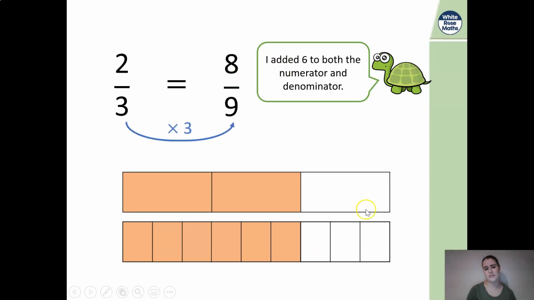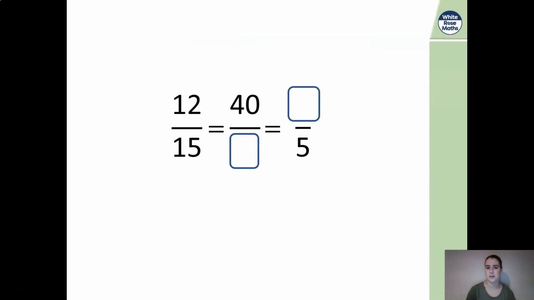So if I went from 3 to 9, I know I've multiplied by 3, which means whatever I do to the denominator, I do to the numerator. Now I'm looking at 2 times 3. 2 times 3 isn't 8. What is 2 times 3? 2 times 3 is 6. I can see here I've got 1, 2, 3, 4, 5, 6. So my answer should be 6/9. Okay, so well done if you spotted that mistake.